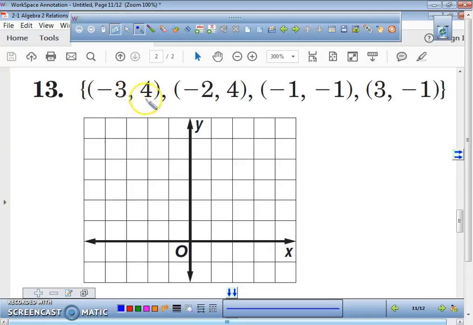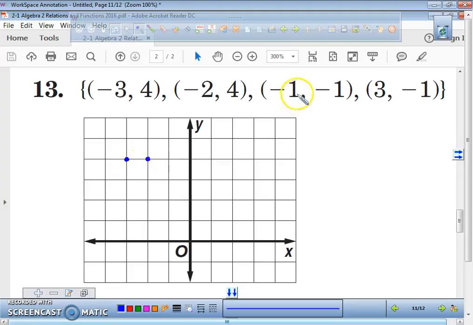We've got a -3, 4. So we're going to go over -3 and up 1, 2, 3, 4. We're going to put a point. Then it says -2, 4. So go -2, up 4 for the point. Then -1, -1. Put a point. And finally, over 3 and down 1 and put a point. Now, I'm not asking you to connect the points, okay? I'm just asking you to plot them.